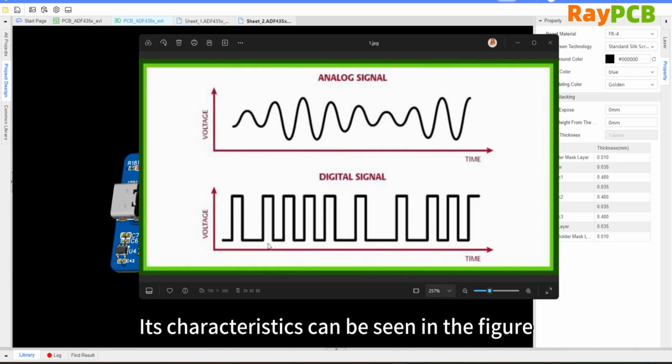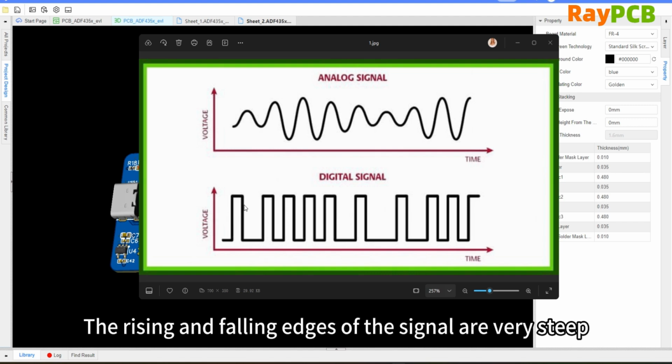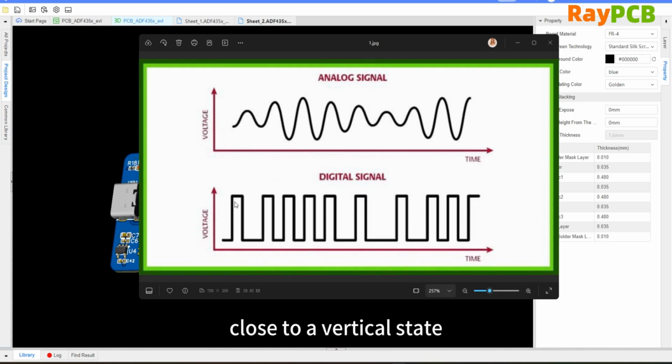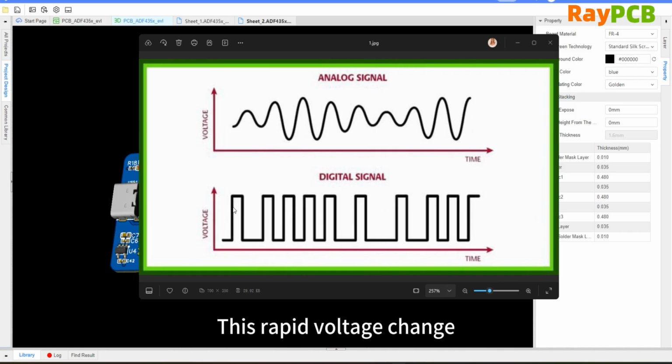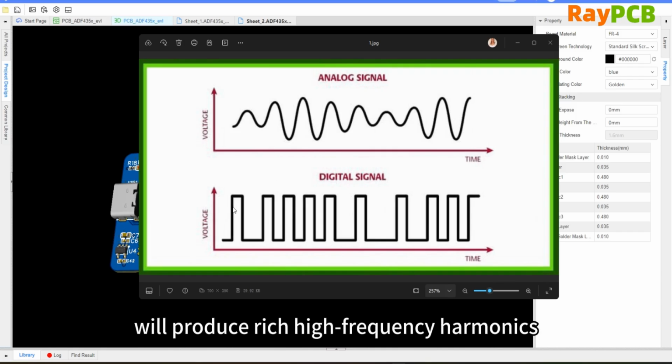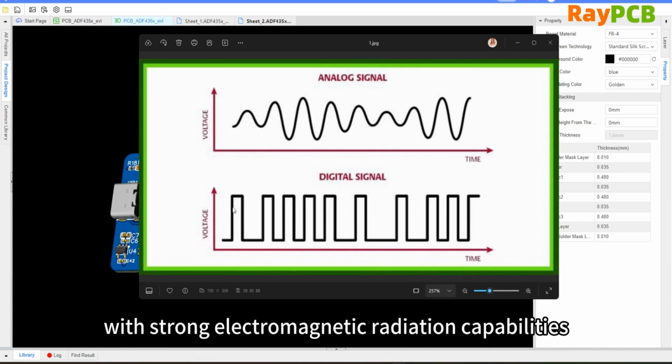Its characteristics, as you can see from the diagram, are that the voltage rapidly switches between 0 and 1 with very fast transitions. The rising and falling edges are almost vertical. In terms of noise characteristics, this kind of rapid voltage change generates a wealth of high-frequency harmonics. These harmonics are broad-spectrum noise sources with strong electromagnetic radiation capabilities.